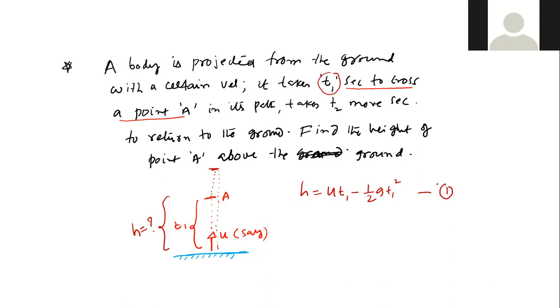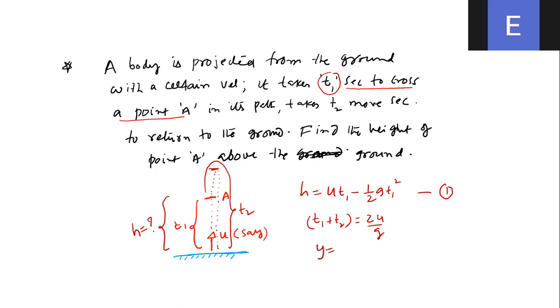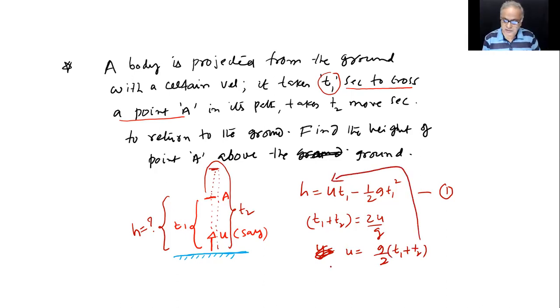But you know, it takes t1 and from here to there it takes t2. Even that is given, right? So the total time it takes is what? T1 plus t2, which is equal to 2u by g. Straight away can I write 2u by g? So total time of flight is t1 plus t2. So u will be how much now? u is g (t1 plus t2) by 2. Now put back this here and get h.